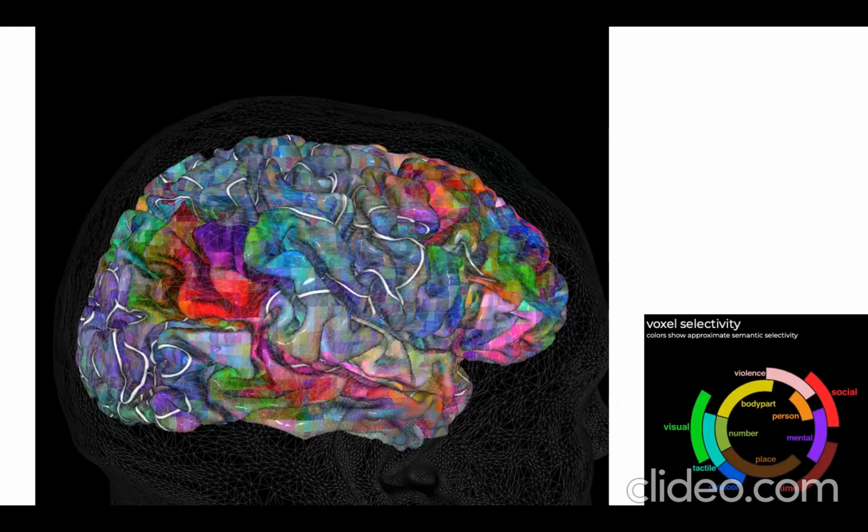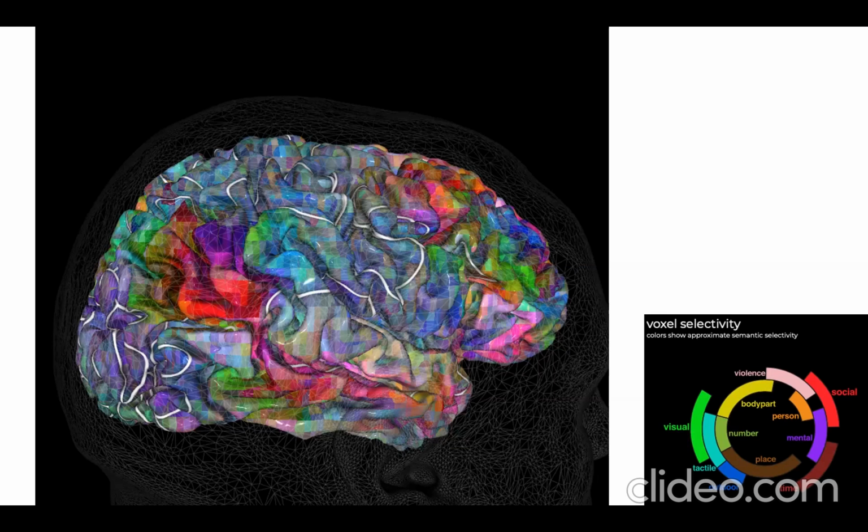What is cool is that now they can say these voxels around the angular gyrus are coding something about the words, which is basically the social features of the words. These yellow ones and green ones are coding semantic features about body parts. The green ones are visual, and so on and so on.